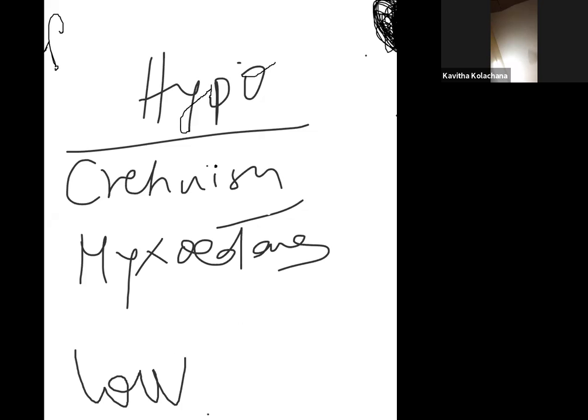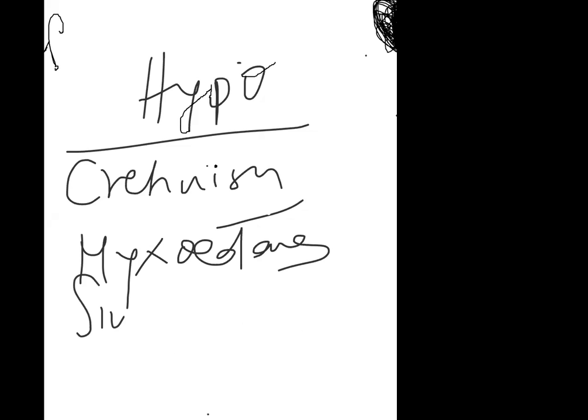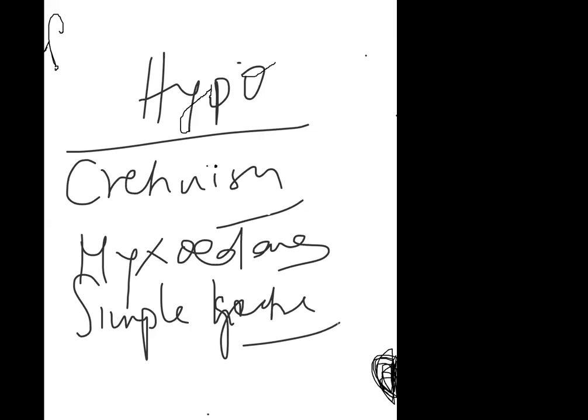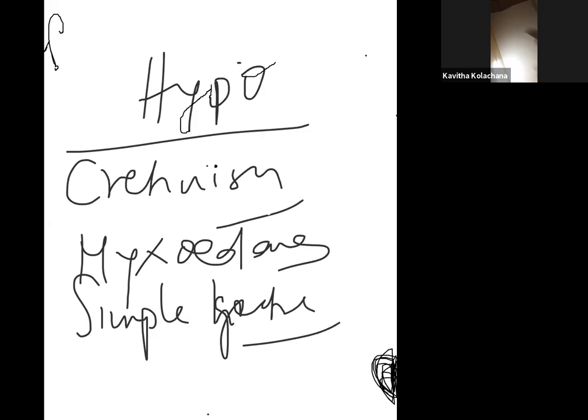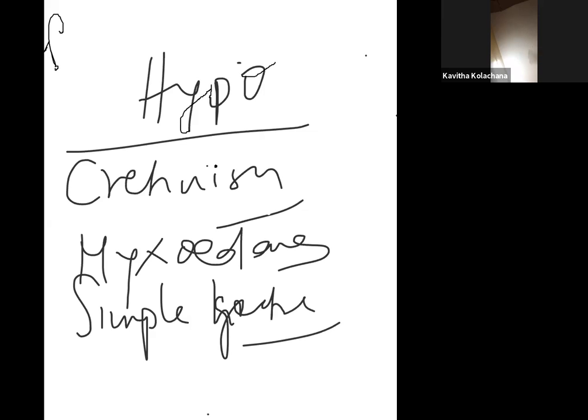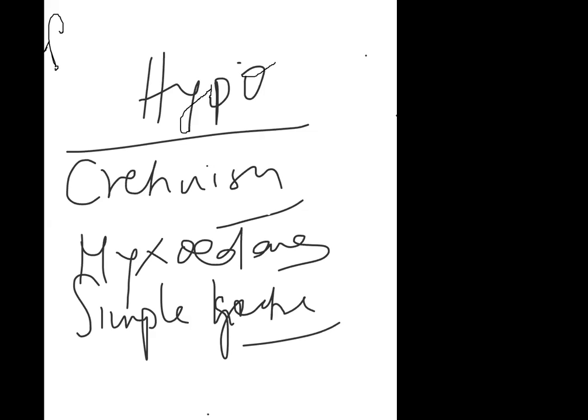Next, simple goiter, also called endemic goiter. Hyposecretion of thyroxine. Yes, all of these are hyposecretion. That's why I took it up. Simple goiter, also called endemic goiter, is enlargement of the thyroid gland. It is caused by iodine deficiency. Then you have the enlargement of the thyroid gland accompanied with cretinism or myxedema. Increased thyroid stimulating hormone.